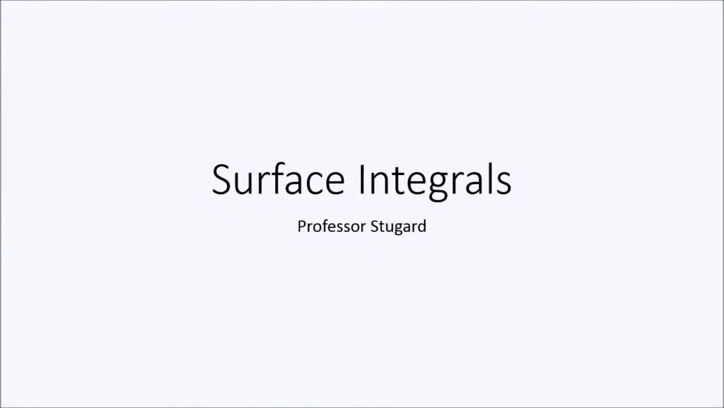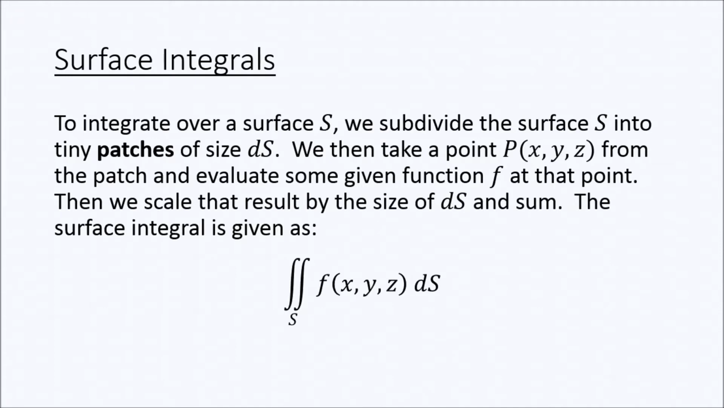This is our lecture on surface integrals. A surface integral is when we are trying to integrate over an entire surface in R3, or a surface in 3 dimensions. What we're going to do is take that surface in 3 dimensions and try to subdivide that surface S into tiny little patches, each of size dS. And remember, you can think of those patches as basically tiny little tangent planes.